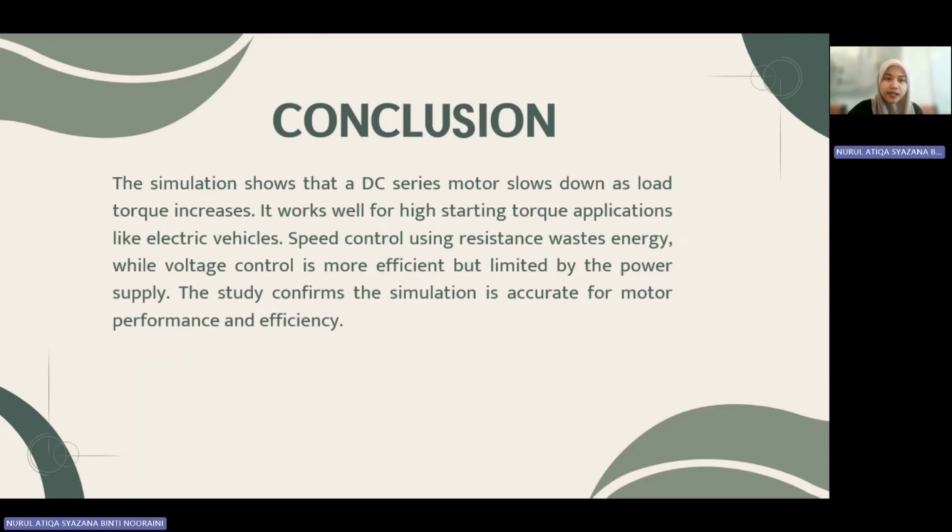And the conclusion is the simulation shows that the DC series motor slows down as load torque increases. It works well for high starting torque applications like electric vehicles. Speed control using resistance wastes energy, while voltage control is more efficient but limited by the power supply. The study confirmed that simulation is accurate for motor performance and efficiency.